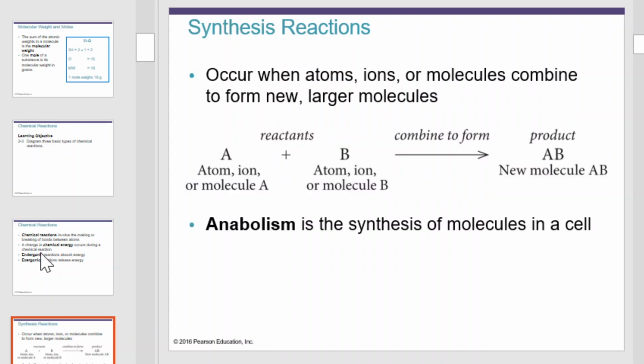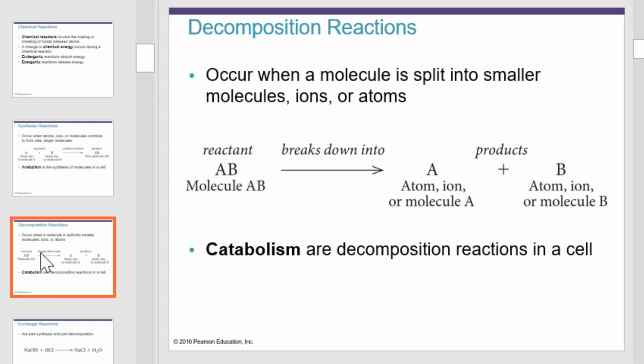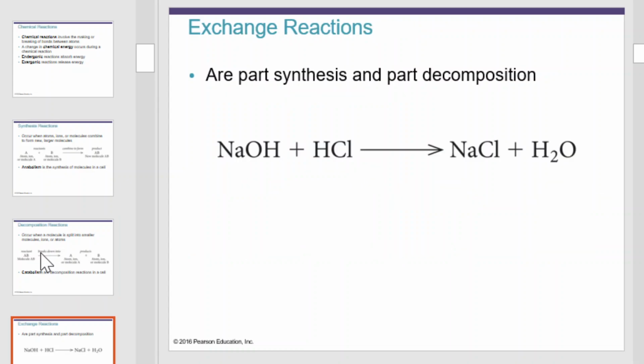Synthesis reactions occur when atoms, ions, or molecules combine to form new, larger molecules. Anabolism is the synthesis of molecules in a cell. Decomposition reactions occur when a molecule is split into smaller molecules, ions, or atoms. Catabolism is decomposition reactions in a cell. Exchange reactions are part synthesis and part decomposition. Atoms or molecules literally change partners or change places in these reactions.